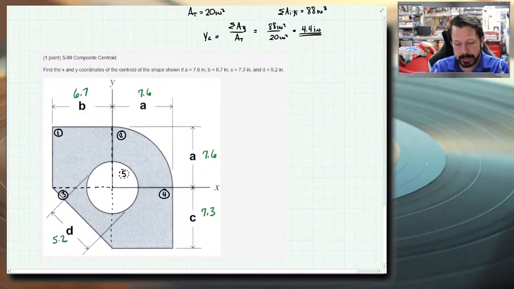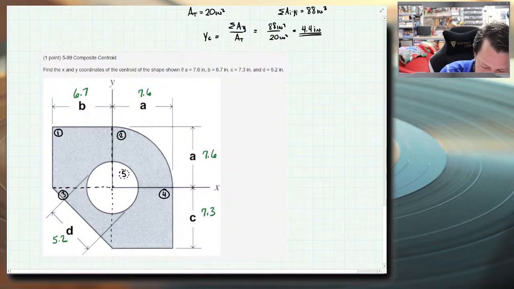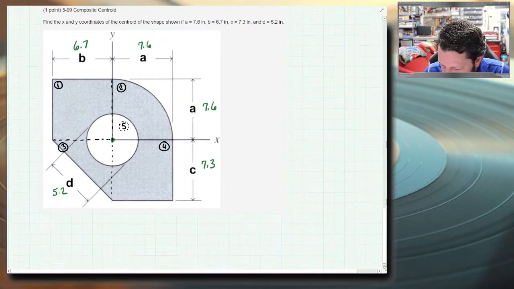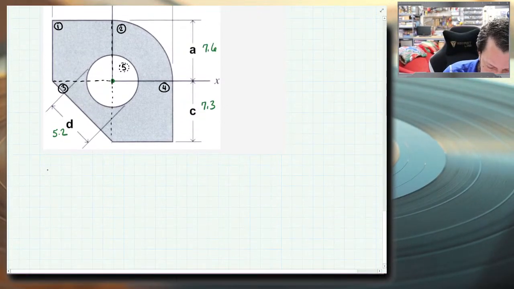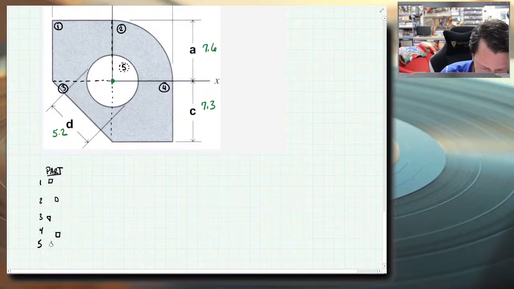Since this is a problem that's given to me, I don't really get to choose where the reference axes are, because if I move the reference axes, then that'll change the value of x sub c and y sub c. So my origin does need to stay here in the middle. So if I'm using my bookkeeping method, I'm going to have 5 parts. 1, 2, 3, 4, 5. Part 1 is a little square. Part 2 is a little quarter circle. 3 is a triangle. 4 is another square. And 5 is the hole in the middle.